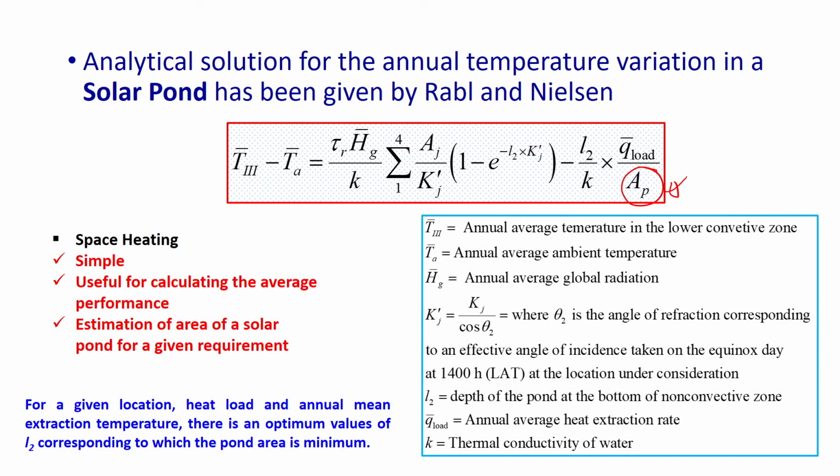So, this analytical solution is normally used for space heating applications, and it is one of the simplest solutions and is useful for calculating the average performance, and also for estimation of the area of a solar pond for a given requirement. So, for a given location, heat load and annual mean extraction temperature, there is an optimum value of L2 corresponding to which the pond area is minimum.